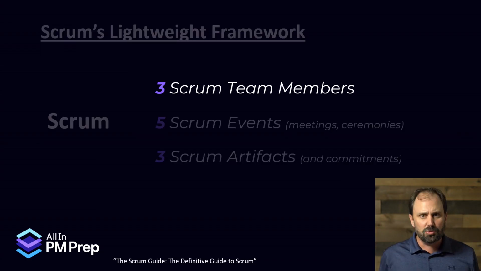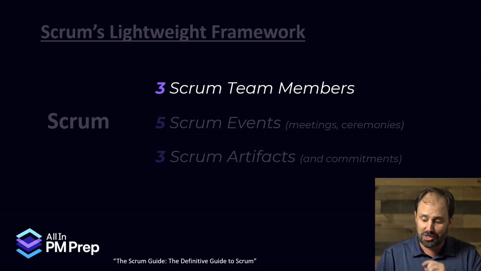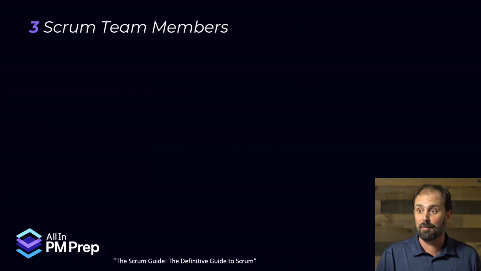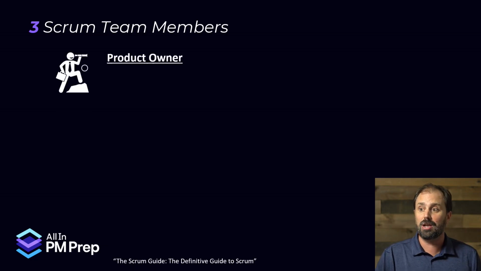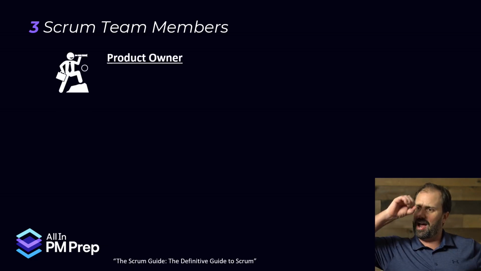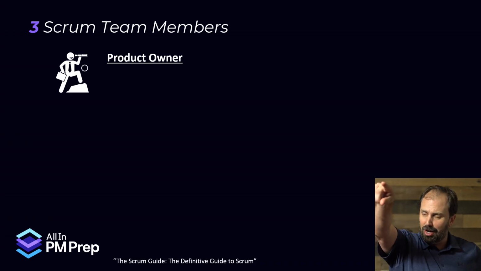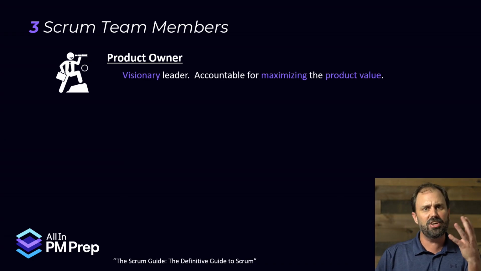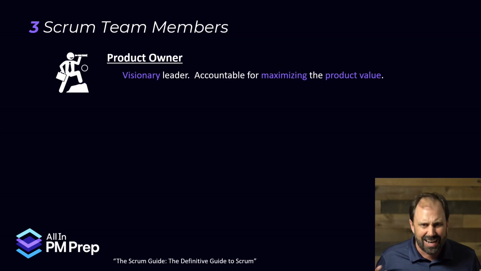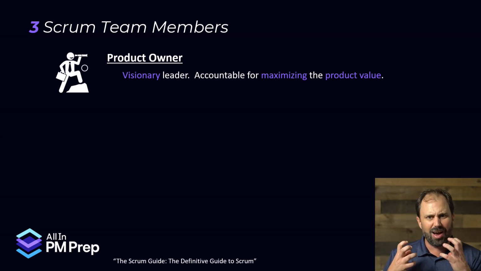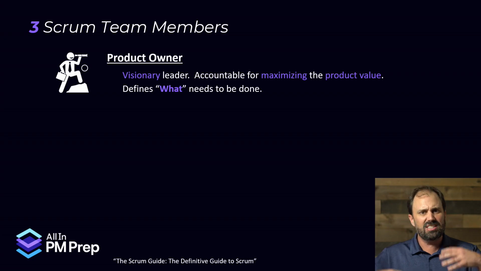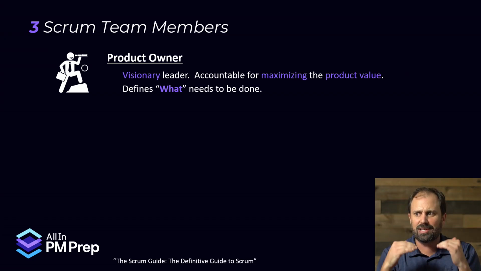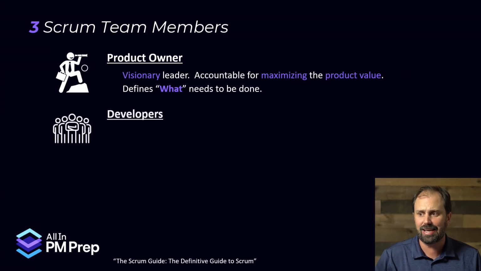All right. As we talk about the 3 Scrum team members, there's no project manager. Let me show you what the members are. Number 1, there's a product owner. I did that little picture, a guy with a tie. He's got a little magnifier, or whatever you call that thing, so he can see out in the distance. He's like a visionary, right? A visionary leader accountable for maximizing the product value, finding out what we are going to accomplish, defining exactly what we need to do and ordering it on a list, okay?